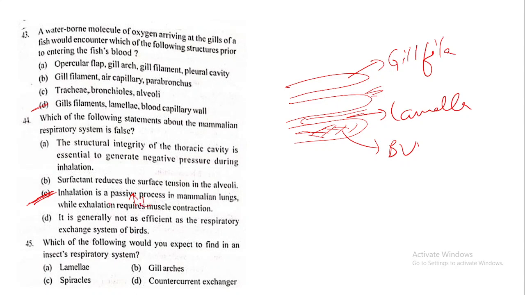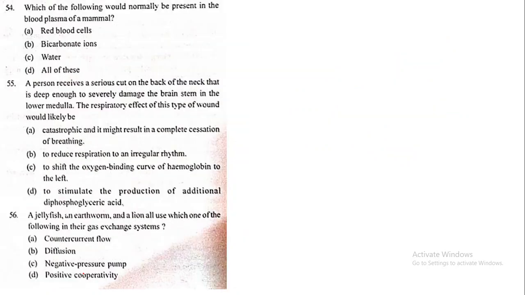Which of the following would you expect to find in an insect's respiratory system? Spiracles. Which of the following would normally be present in the blood plasma of mammals? Blood plasma of mammals will have all of these, because blood plasma has RBCs, bicarbonate ions and water. So the option is all of the above.